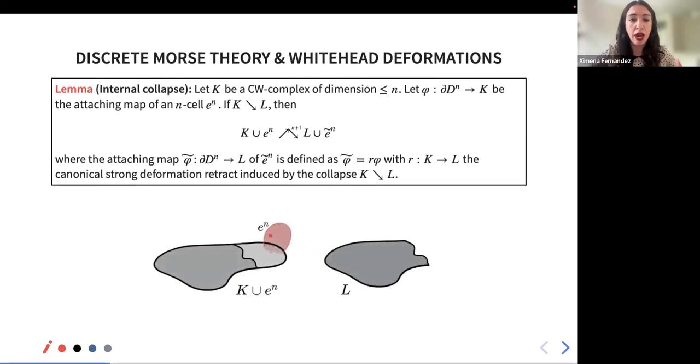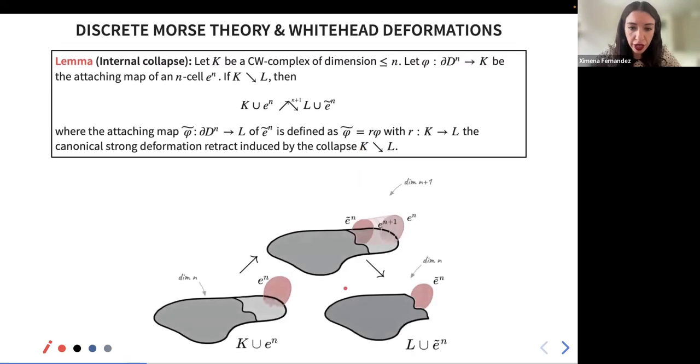This cell might obstruct the collapse that you have from K to L, but you still want to perform this collapse. So first of all, what you need to do is to define a new attaching map of this cell, and to attach this cell with a modified attaching map into L. So one thing you can do is to compute the composition of the original attaching map with the retraction induced by the collapse. And then what's the connection between these two complexes?